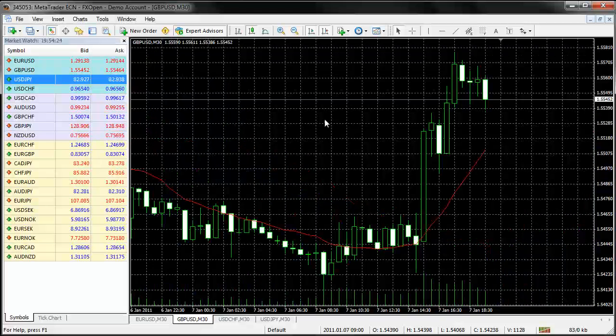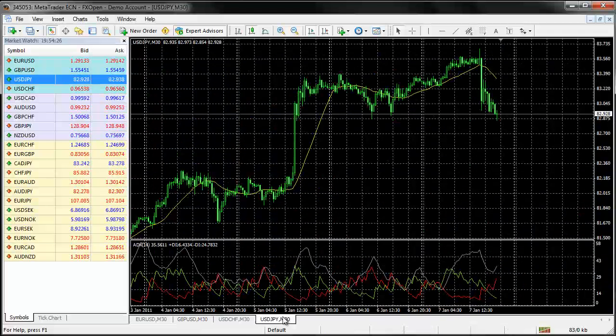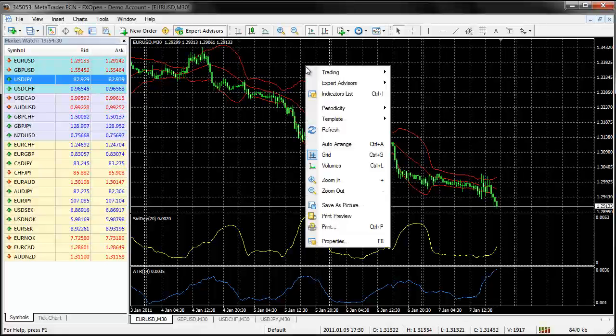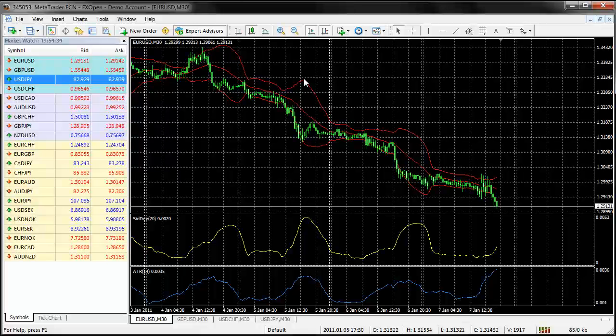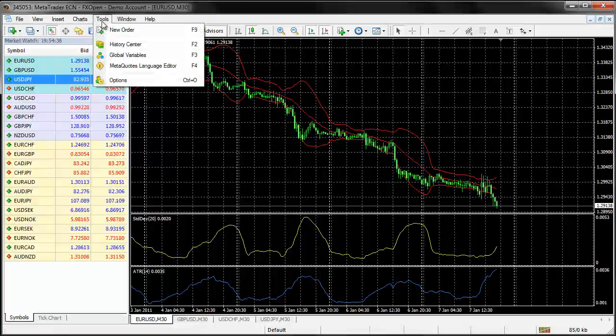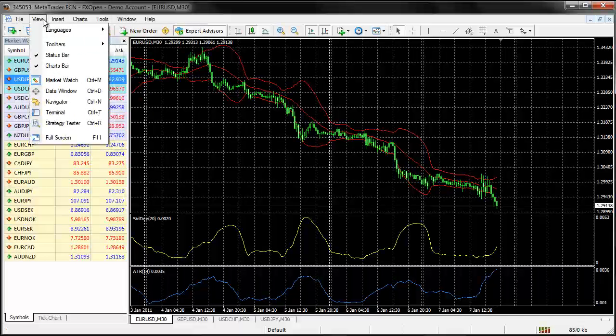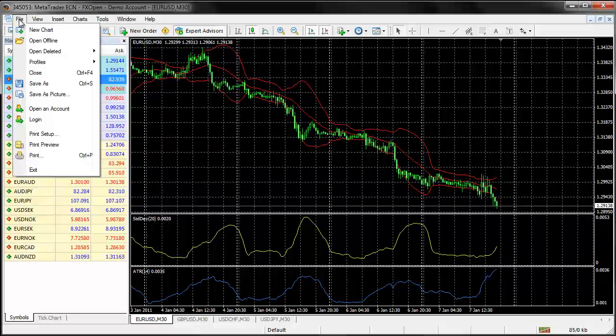The third way is choosing the desired chart that you would like to open a trade from and choosing right click, trade, new order, or alternatively pressing F9. The other way is up here through the tools, new order, and pressing F9. I believe that is the only other ways that you can go ahead and open up trades. So there you have it.